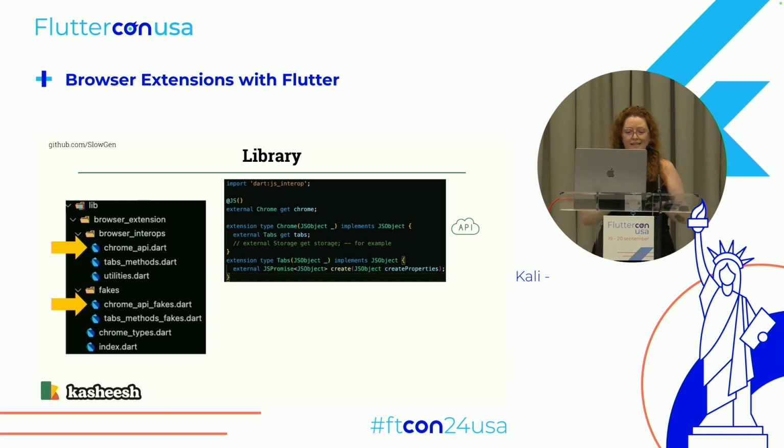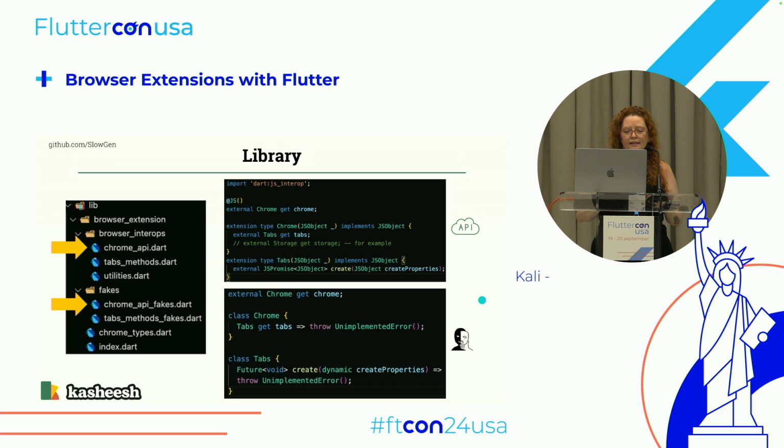It's important to notice the types here. So we have a JS promise returning a JS object. So that's going to be important later. Don't forget, you need your fake. I use unimplemented error. You can do unsupported error. Throw whatever you want, make a custom one. Doesn't matter, just so long as it doesn't try to run. None of this should ever get called, but just in case.